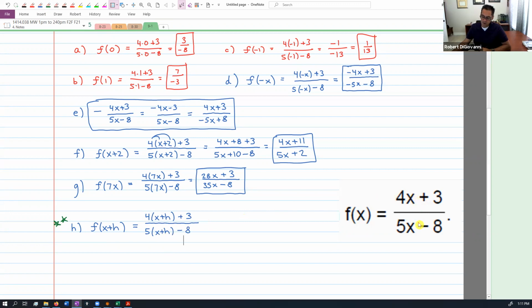So I replace the x's with x plus h. Because I have multiplication, I'm going to have to distribute the 4 through and the 5. And so that should give me 4x plus 4h plus 3. And then on the bottom, 5x plus 5h minus 8. And there's nothing else I can do. I just leave it like that.